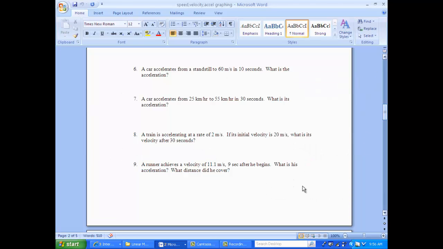Here we go. A runner achieves a velocity. Hey guys, stop. If you have a comment, raise your hand. If you have a question, raise your hand.